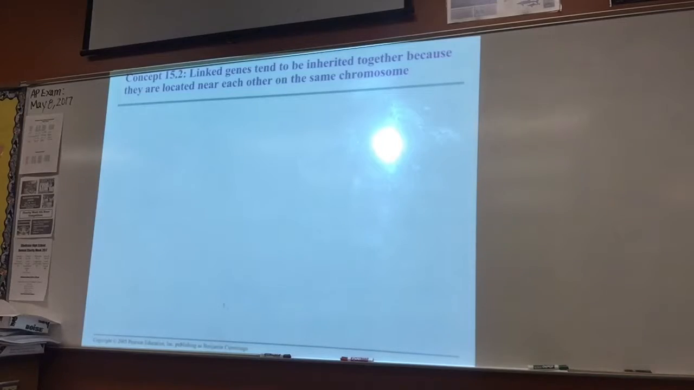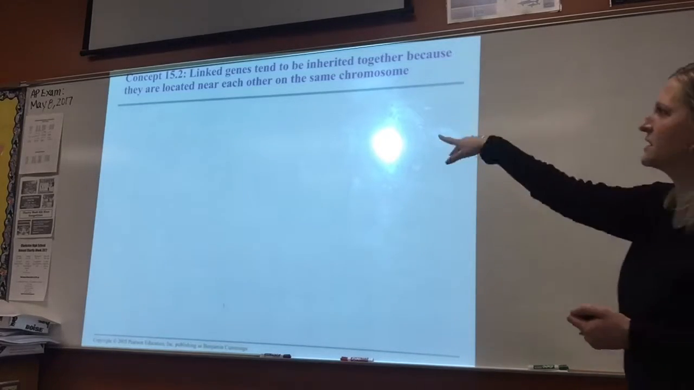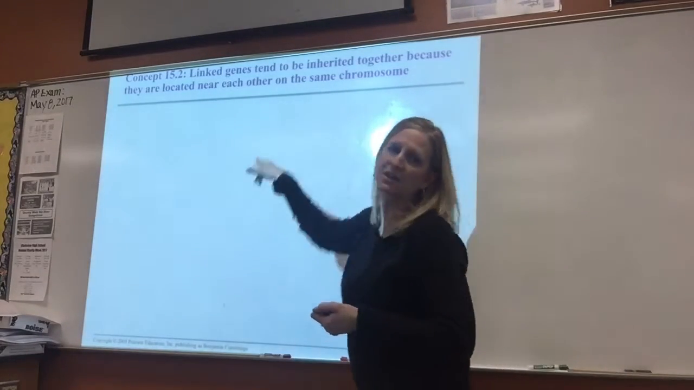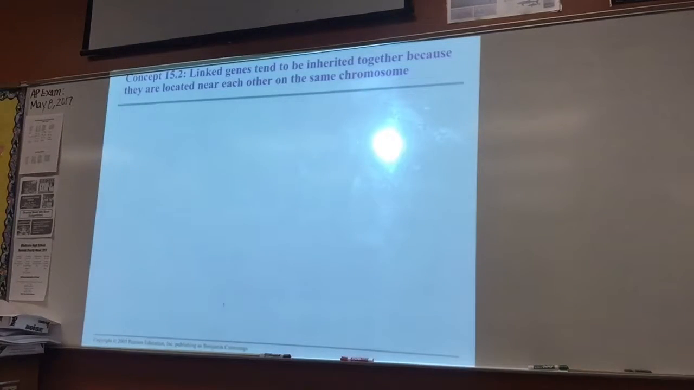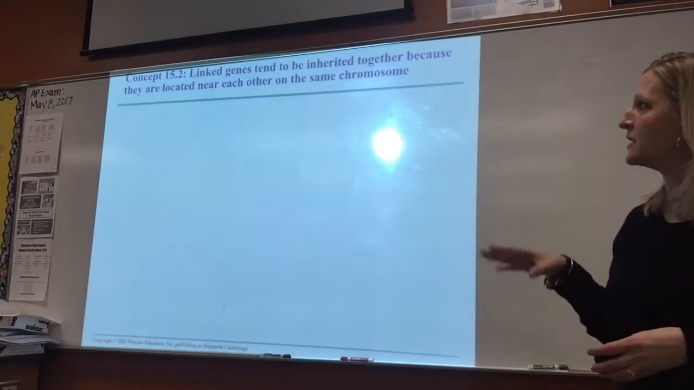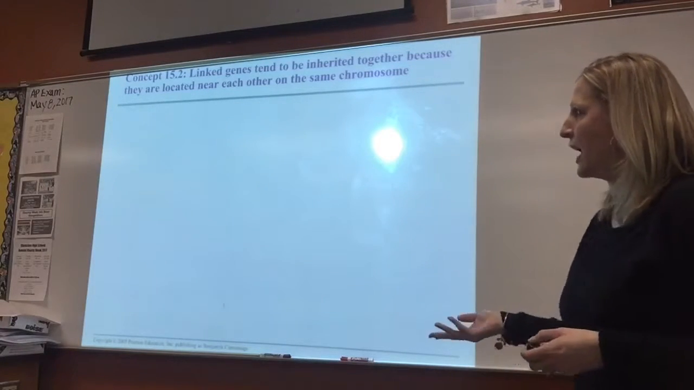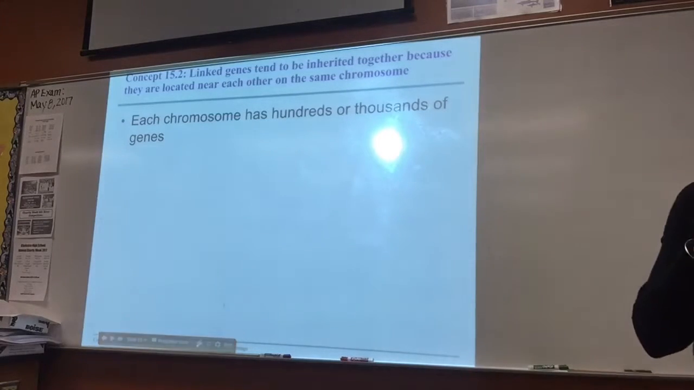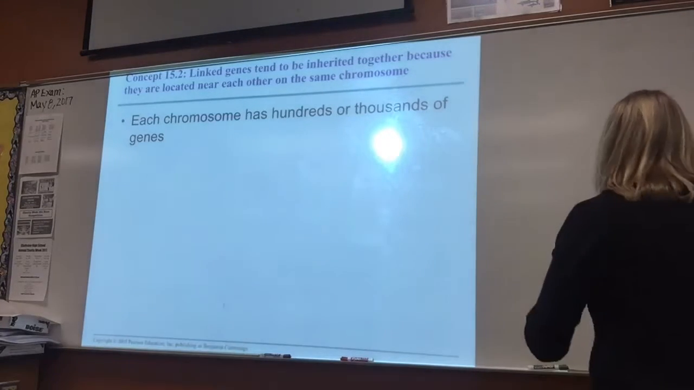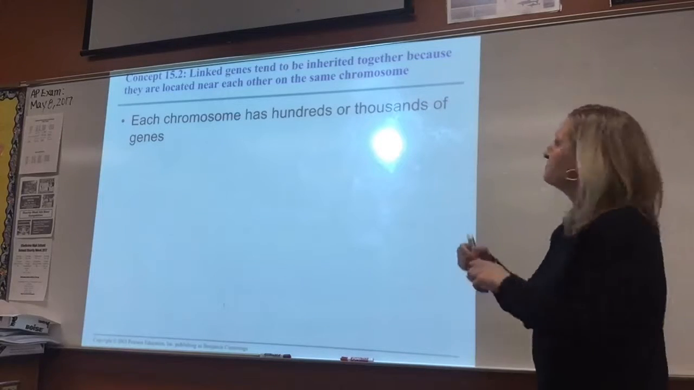And this last concept with chapter 15 is in the second section, and it's about linked genes. Morgan discovered linked genes as well, when he was crossing fruit flies. So we're going to do a few things with this. Each chromosome, if you recall, is made out of one piece of DNA and can have hundreds or thousands of genes. So what does that mean?